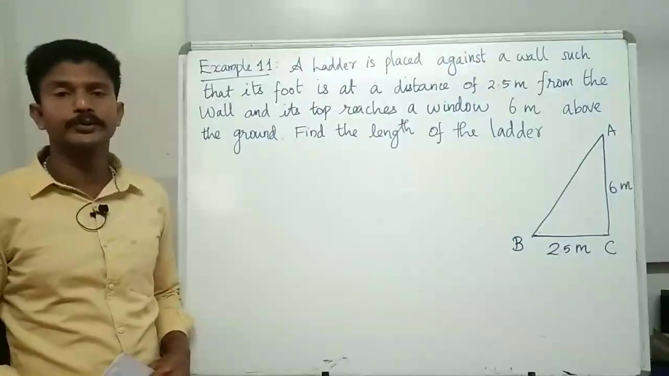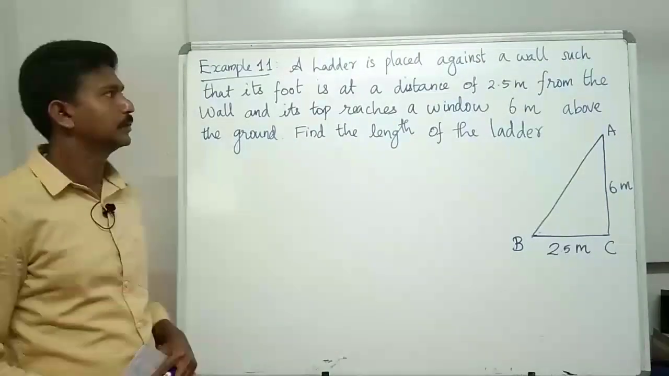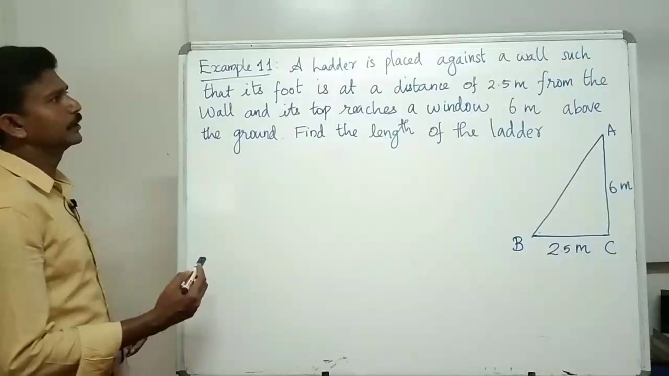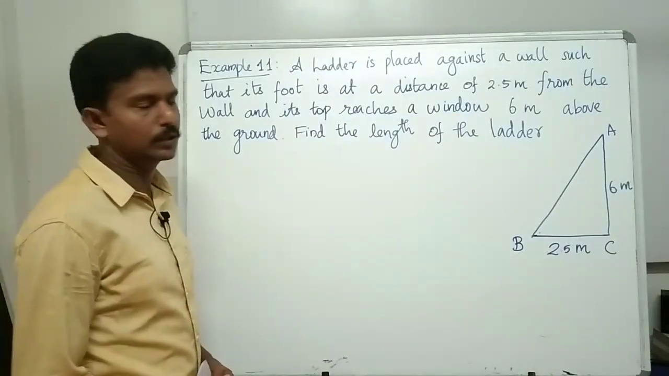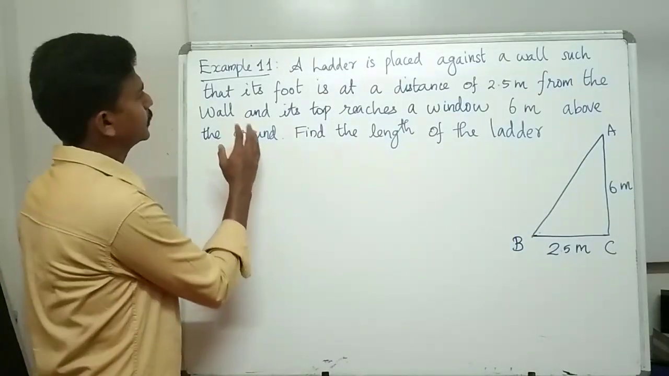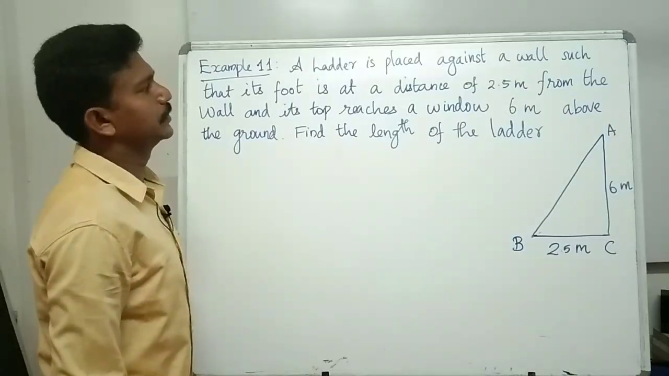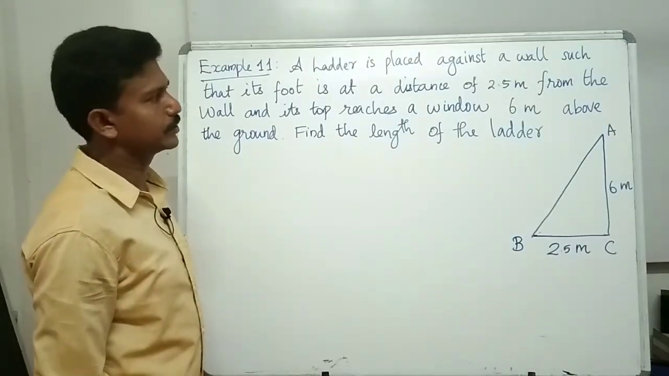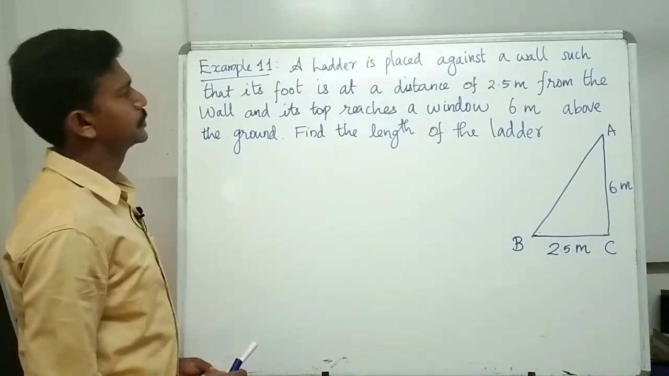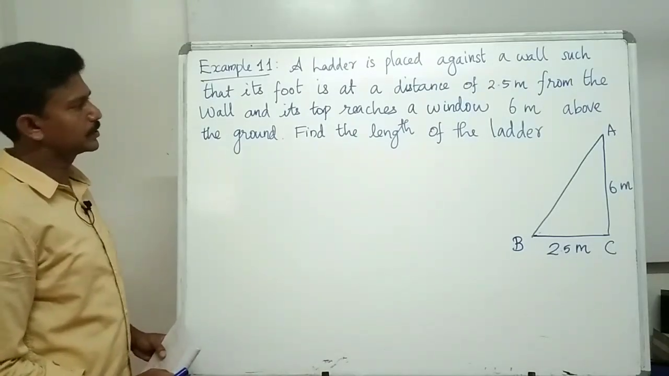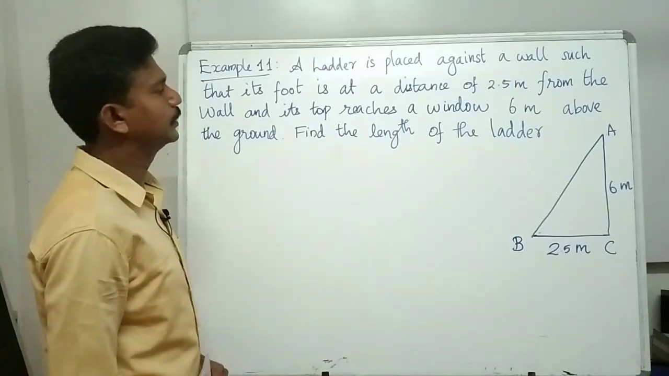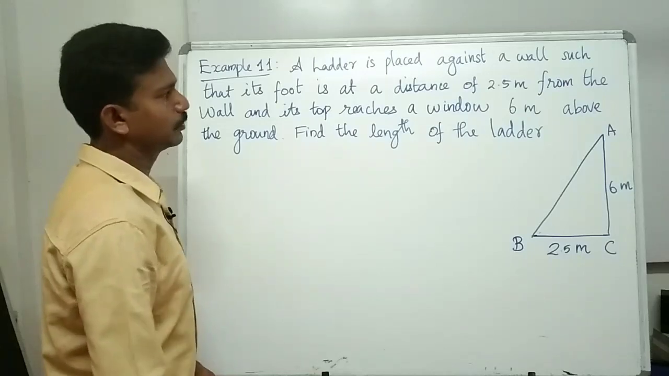Example 11, we are going to see at first. A ladder is placed against a wall such that its foot is at a distance of 2.5 meters from the wall and its top reaches a window 6 meters above the ground. Find the length of the ladder.